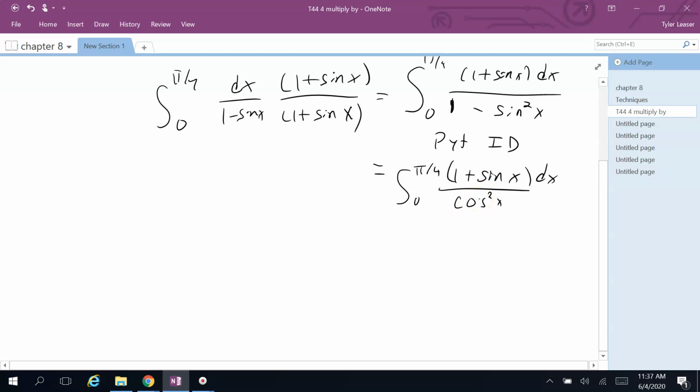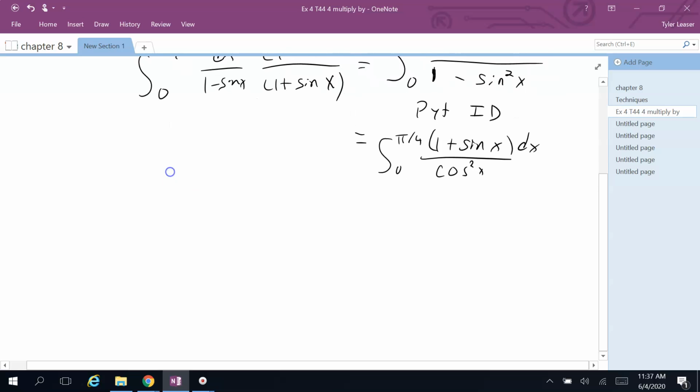So now the trick is going to be, we have 2 terms up in the numerator and just a single term there in the denominator. So we're going to divide each of those terms by that cosine squared. So we still have the integral from 0 to pi over 4, but then I have 1 over cosine squared. 1 divided by cosine squared, I could rewrite using the reciprocal identity as secant squared. Plus, then we have sine over cosine squared.